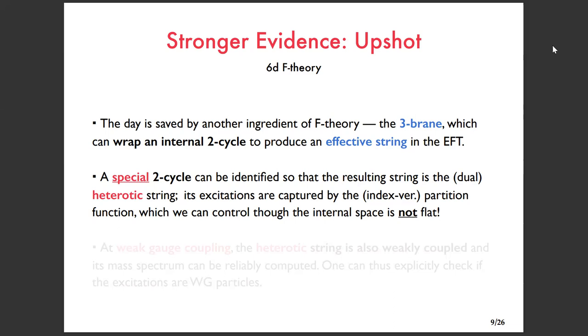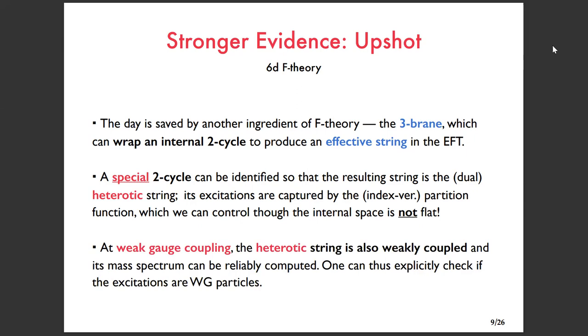Then at weak gauge coupling, we can say much more because the heterotic string is also weakly coupled, as it turns out. So its mass spectrum can be reliably computed and we can explicitly check if the excitations, at least some of them, are weak gravity particles or not. And that's how things will go. Okay, let's get to the details.